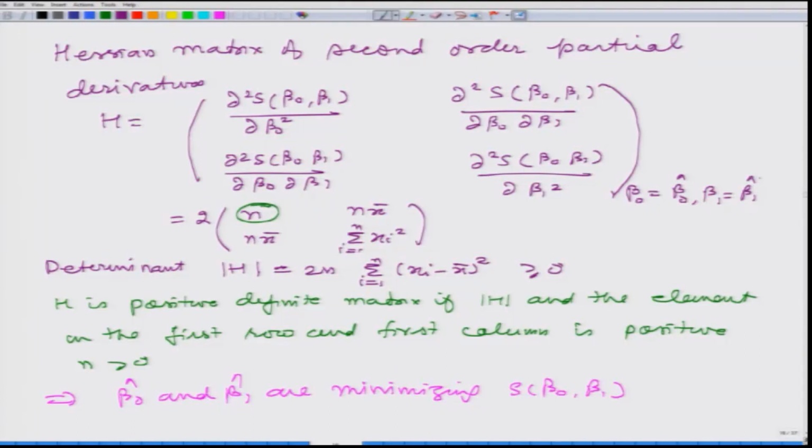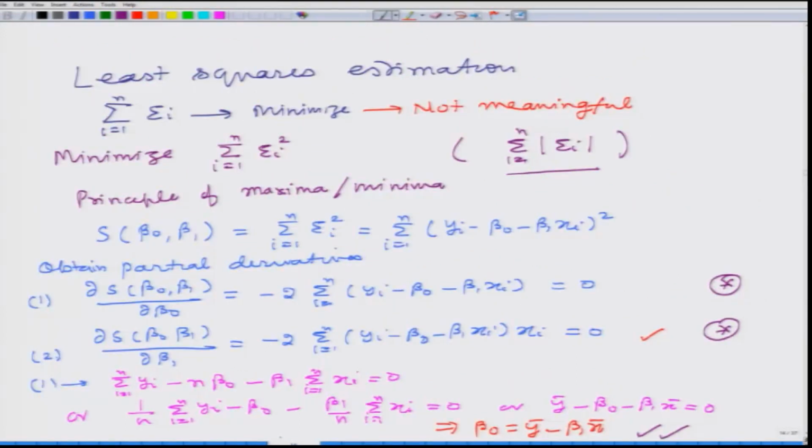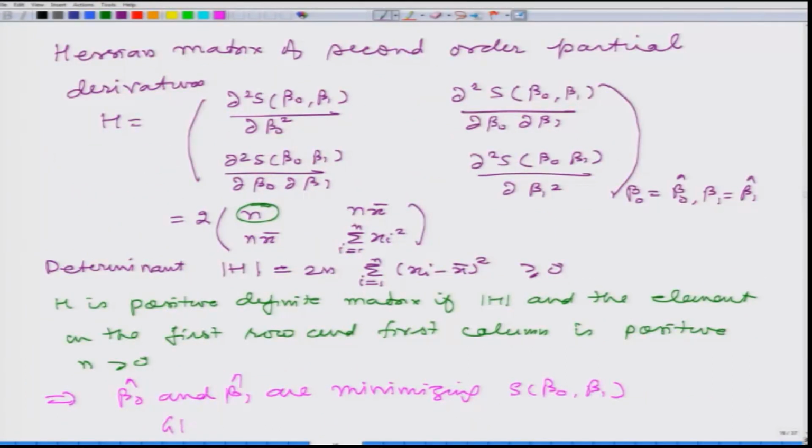So, what I have to do? I simply have to differentiate again and then substitute beta 0 equal to beta 0 hat and beta 1 equal to beta 1 hat in the normal equations that we had obtained here. And in fact, they actually provide us a global minimum. So, now we have obtained the values of beta 0 and beta 1.